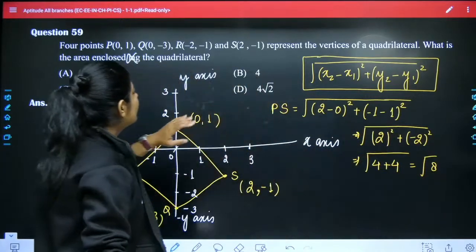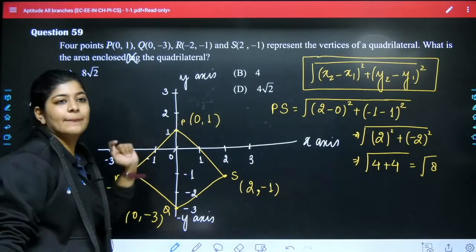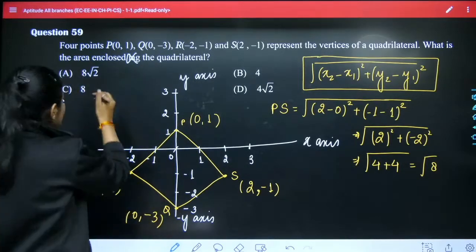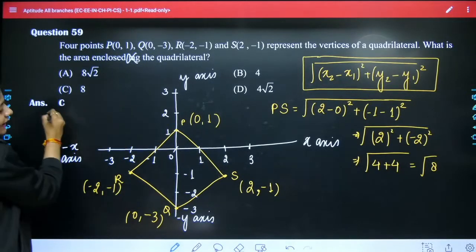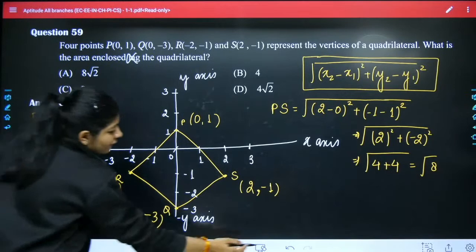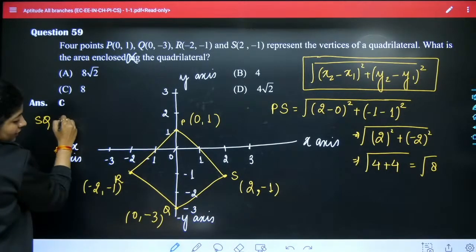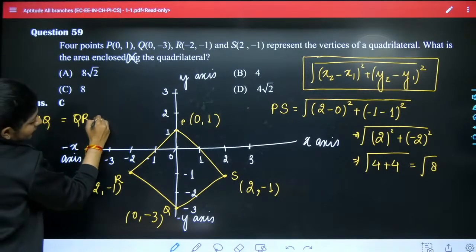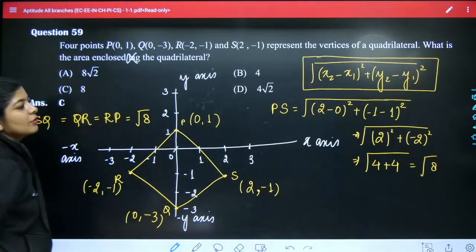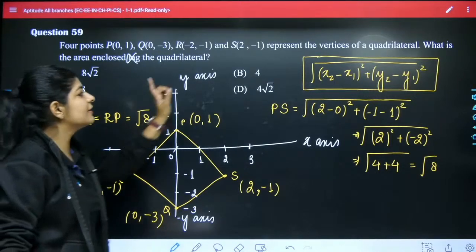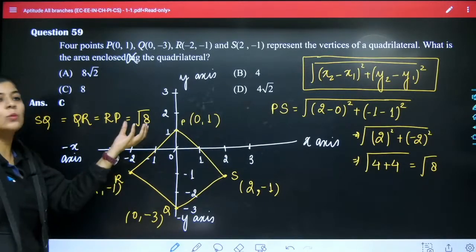Now similarly we have to calculate SQ, QR and RP. If you apply the distance formula, you will find out all these sides are equal to root 8.